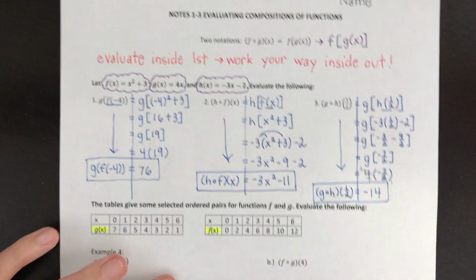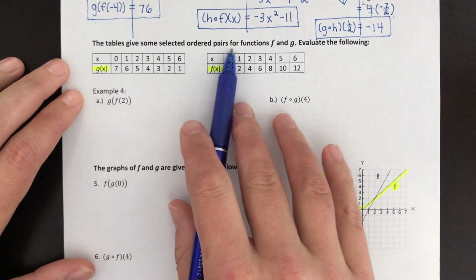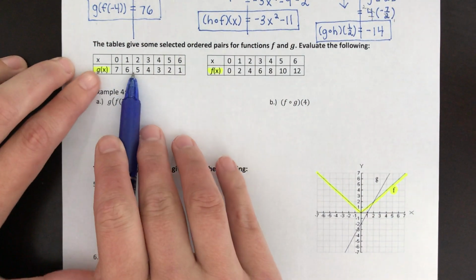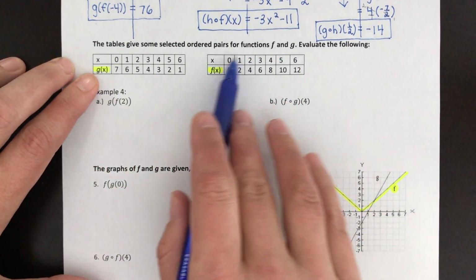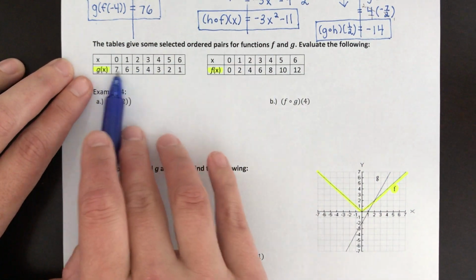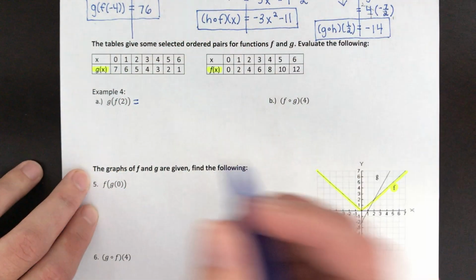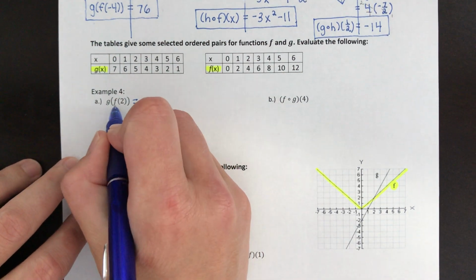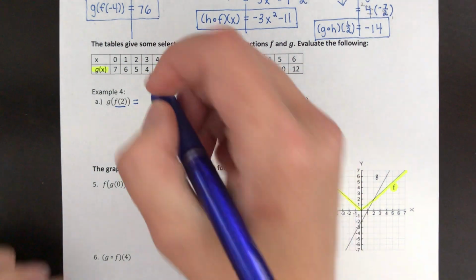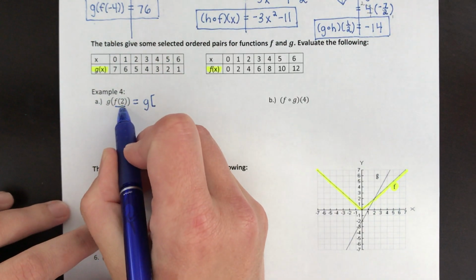All right, now let's get to the tables and graphs. So the tables give some selected ordered pairs for functions f and g. Evaluate the following. So I've highlighted here, this is the G table, this is the F table. So the inputs for F and the outputs for F, the inputs for G and the outputs for G. So here on example number 4, part A, we're asked to find G of F of 2. So remember, that means we evaluate the inside first, we find F of 2 first. So G of, what is F of 2?